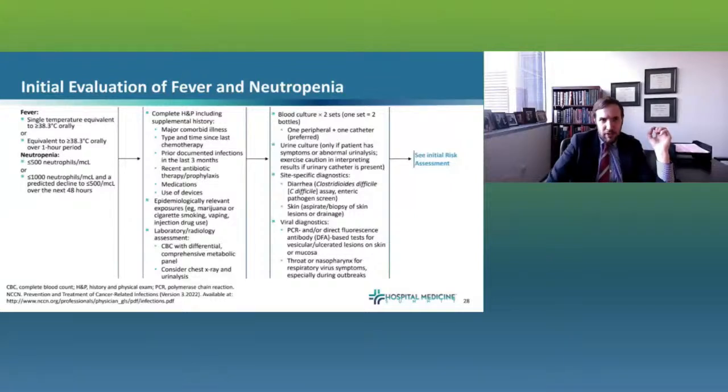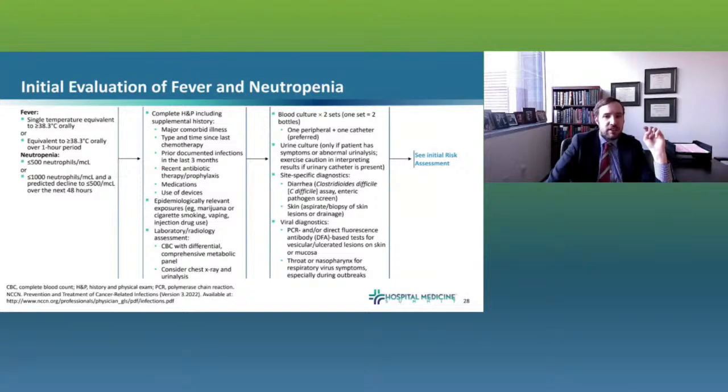So that's important. The more prolonged the neutropenia is, the bigger of a deal it's going to be. So what do we want to do? We do what we always do. We do a complete H&P, and that includes a supplemental history. We want to assess what their other comorbidities are. Do they have heart disease, kidney disease, underlying lung disease? Do they have autoimmune problems, immunodeficiencies outside of their cancer and their treatment that they're getting?